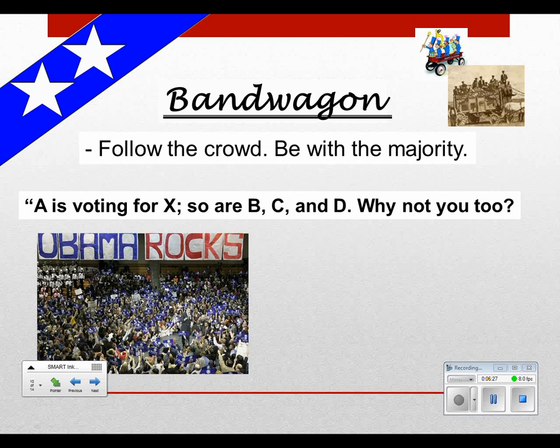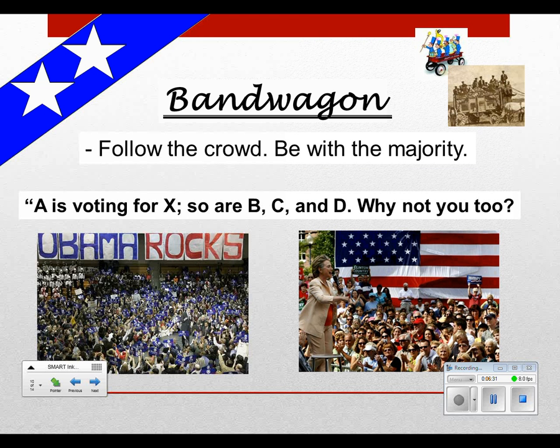And you saw that with Obama with his large crowds and things like that. Hillary did the same thing. These are some pictures from back in '08, but it's that everybody else is really supportive. You'll see TV ads where you'll have like 10 different people saying, "I'm voting for this person, I'm voting for this person."